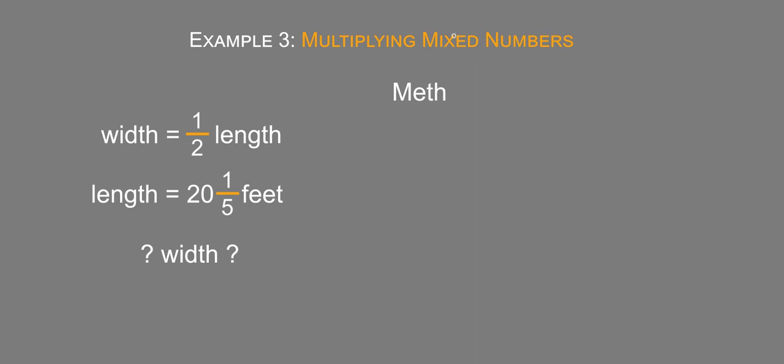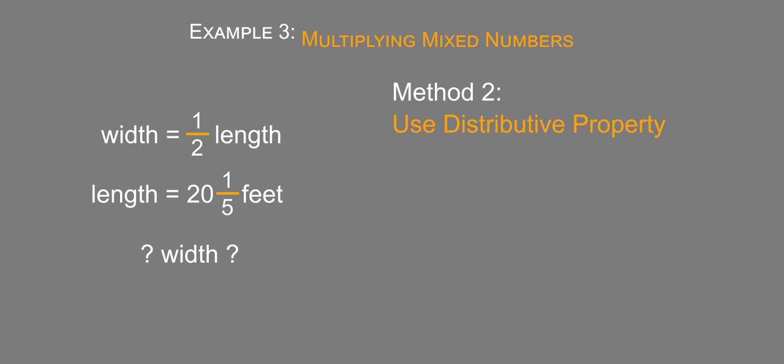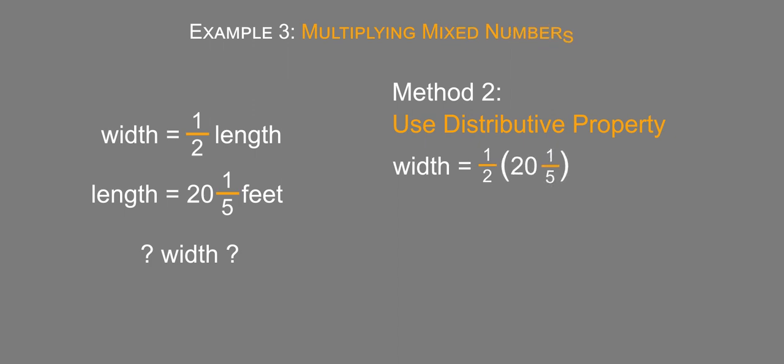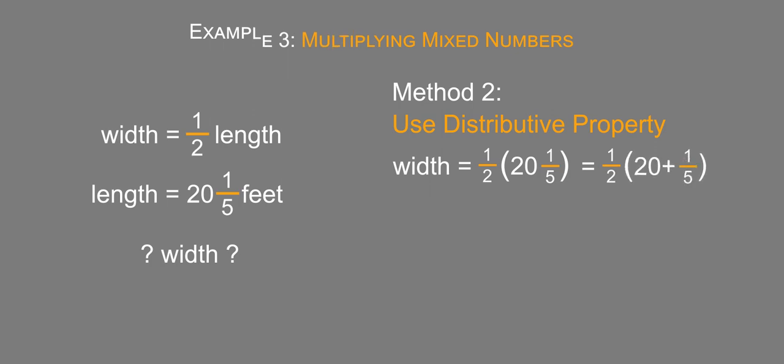Now method 2, we use the distributive property. And essentially what that means is that we divide the mixed number up into the sum of the whole number and the fraction. So we'll go ahead and write that out. First we have our original problem, which is 1/2 times 20 1/5. And then we convert that second part, the mixed number, to an addition problem of 1/2 times 20 plus 1/5.